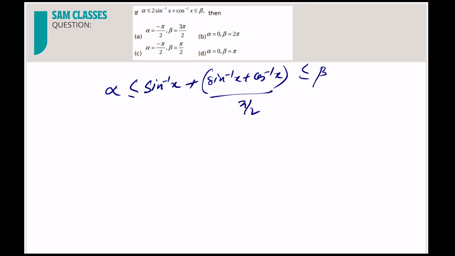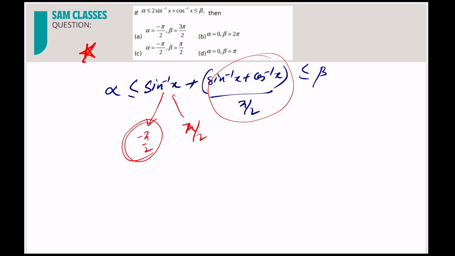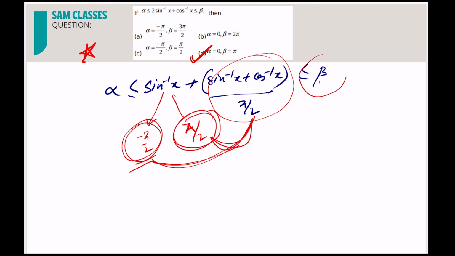We should remember this, because sine, cos, tan, cot, everywhere these kinds of questions are very common and keep repeating all the time. So this becomes pi by 2, and sine inverse x goes from minus pi by 2 to pi by 2. So when we substitute the minimum value, I'll get 0, alpha is 0. And when I substitute the maximum value, pi by 2 plus pi by 2, beta will be pi. So the answer is 4. That's it. A lot of similar questions you'll see based on this format only.